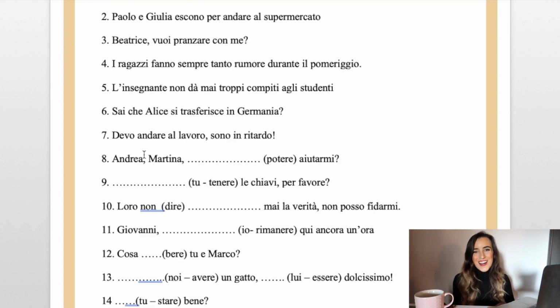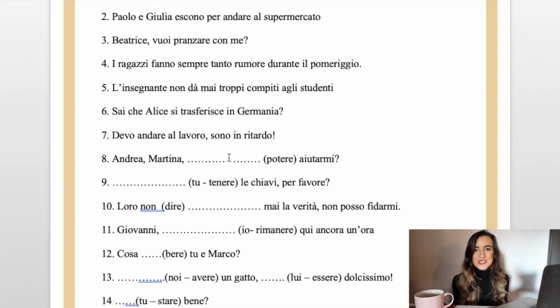I am late. Alright then, let's move to sentence number 8 and let's have a look first at the subjects. So here, Andrea, Martina. So I'm talking to both Andrea and Martina. And the verb is potere, can. So in this case, it's a you plural, it's like voi. So let's have a look at the verb can in Italian. Io posso, tu puoi, lui, lei può, noi possiamo, voi potete, loro possono.